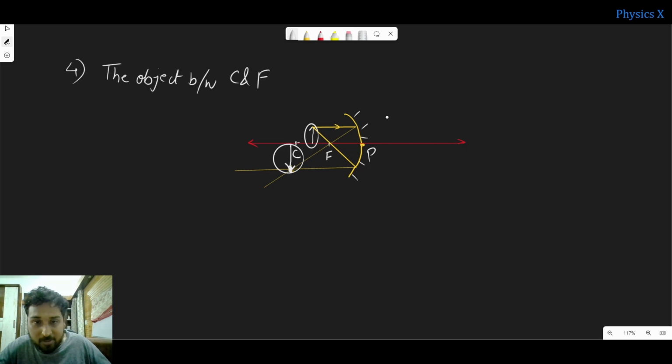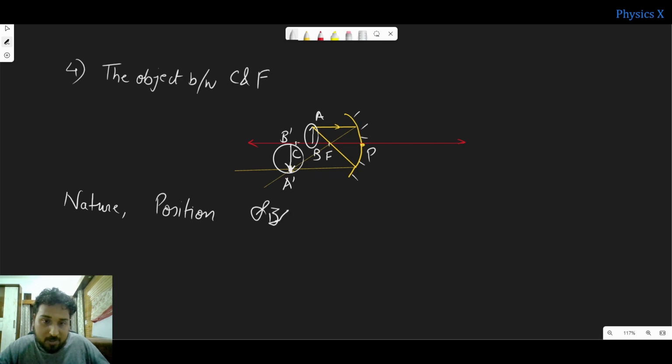Okay, the image size has increased. I am marking this object by AB. So A dash B dash is your image size. Okay, now I will comment on the nature, position and size, right? So what is the nature? Obviously it is a real image, and you can see that the image is upside down, so it is inverted. Obviously if it is real, it will be an inverted image.